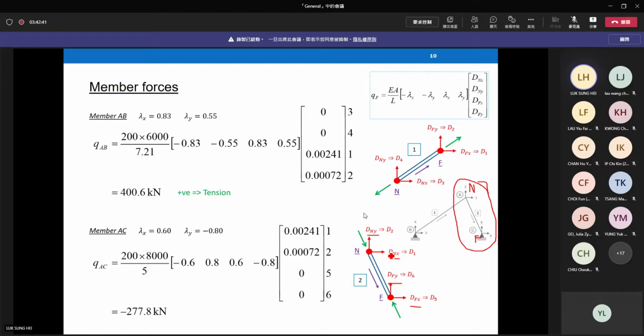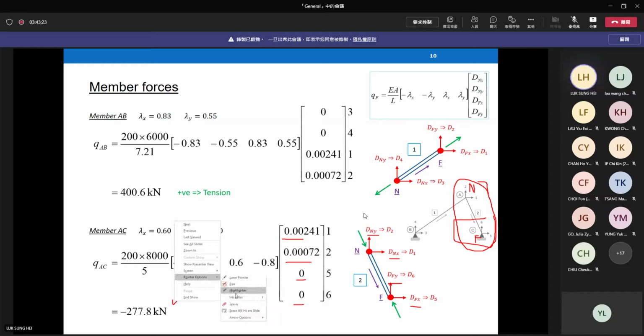This time node N is at the top, node F is at the bottom. So dNx, dNy, dFx, dFy. F coincides with the support. So the D5, D6 are 0 at the support. The value is negative in total, minus 200 something. Again, it makes sense because the applied force is moving to the right-hand side. So it seems that member 2 should be in compression. One tension, one compression.